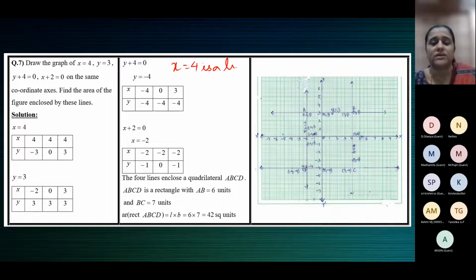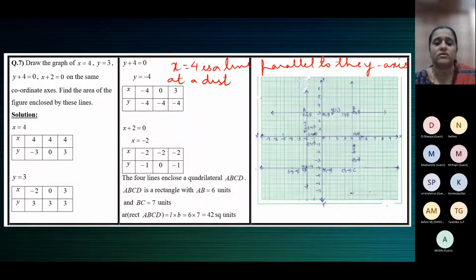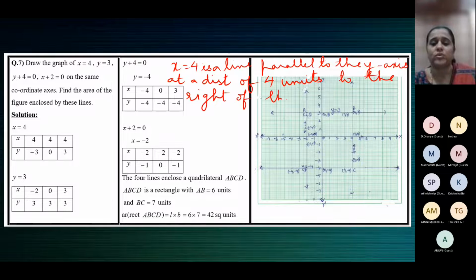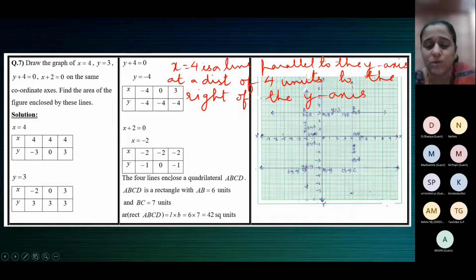X is equal to 4 is a line parallel to the y-axis, at a distance of 4 units to the right of the y-axis. Right of the y-axis. Write on this. Let me know if you finish writing.